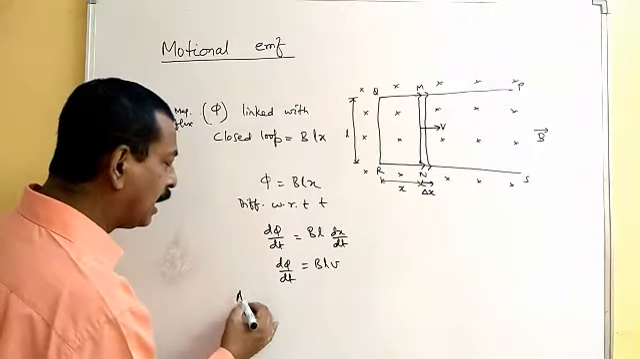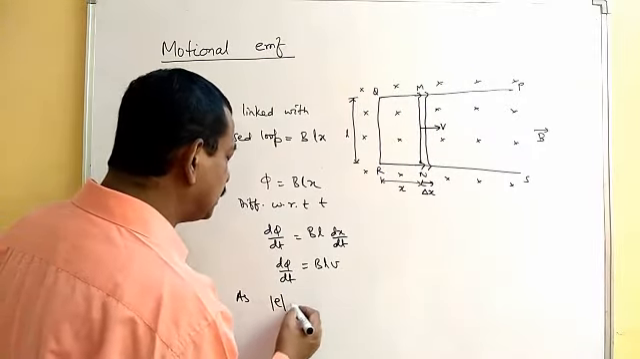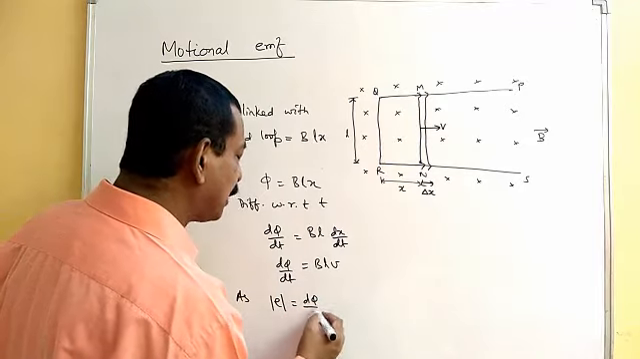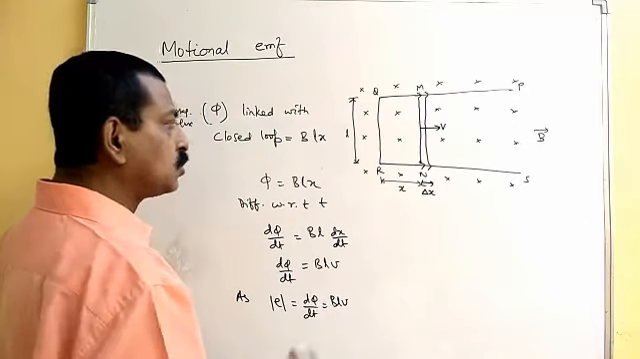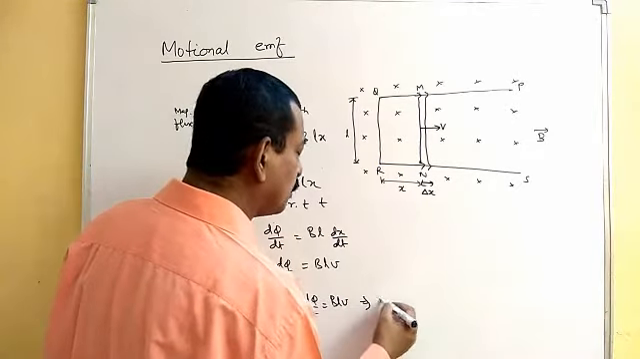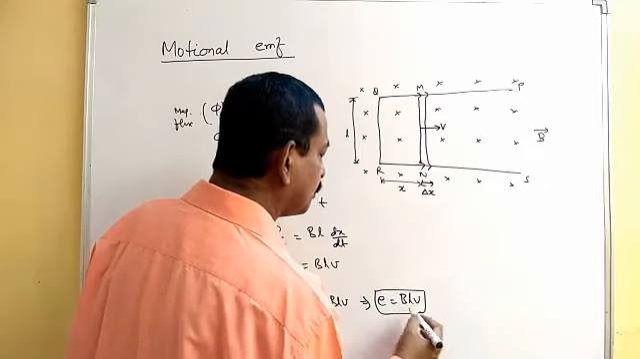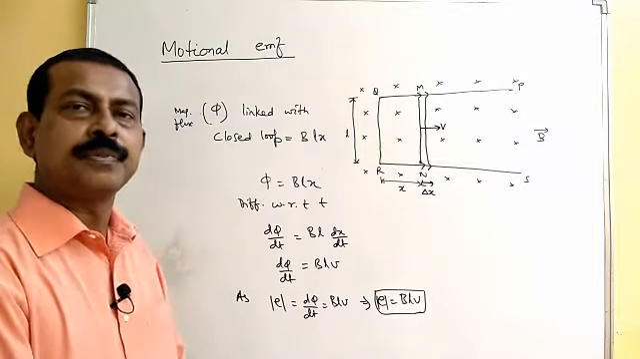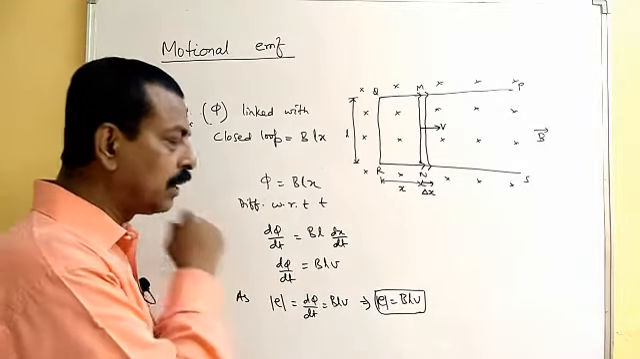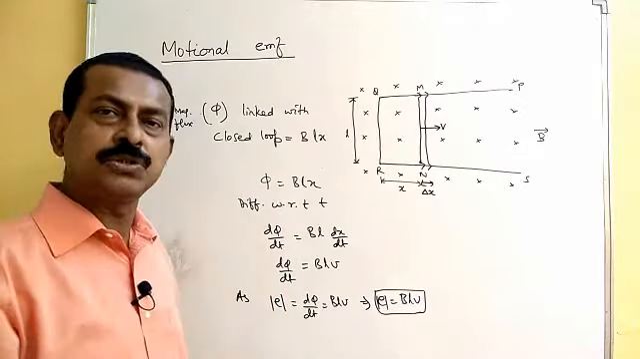Now we know from Faraday's law that the magnitude of E is equal to d phi by dt. So this is BLv. So the EMF developed will be equal to BLv. This is basically the magnitude of the EMF developed. So this is how we can get the expression for the EMF developed across the ends of this rod.